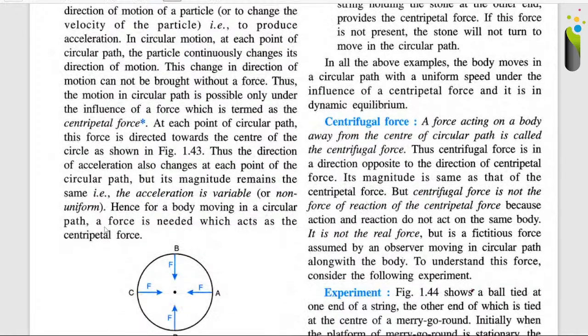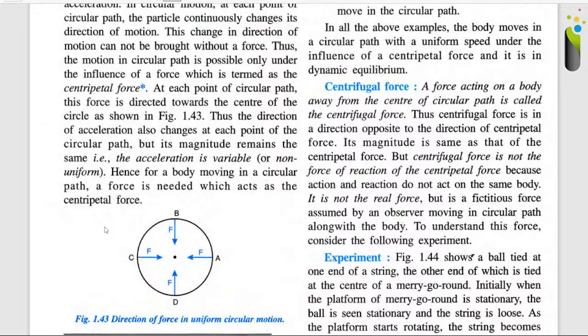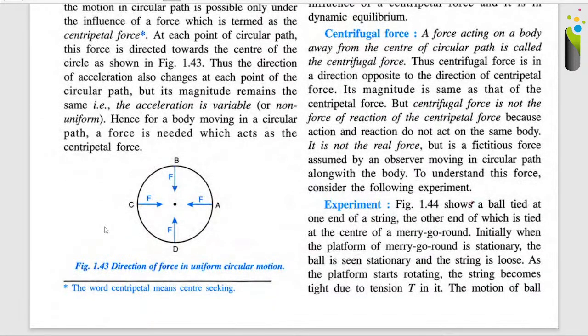At each point of circular path, this force is directed towards the center of the circle, as shown in the figure 1.43. Thus, the direction of acceleration also changes at each point of the circular path, but its magnitude remains the same. That is, the acceleration is variable or non-uniform. Hence, for a body moving in a circular path, a force is needed which acts as a centripetal force. So you can have a close look at this particular image. Now please remember the word centripetal means center seeking, that is, which goes towards the center from the periphery.